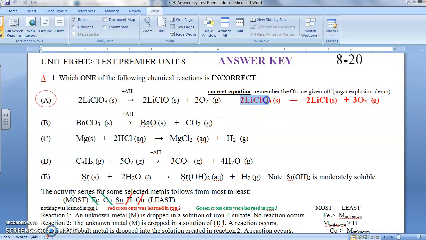So, when the lithium chlorate decomposes, we would have 2 times 3, 6 oxygen atoms breaking off. Those 6 oxygen atoms join up to form 3 molecules of O2. This is the correct decomposition of a chlorate ion. And letter B, this is in fact correct. This is another decomposition reaction. These are in 8-5. There were several decomposition reactions where you had to learn the pattern, and this is the second one. Letter A was the first one.